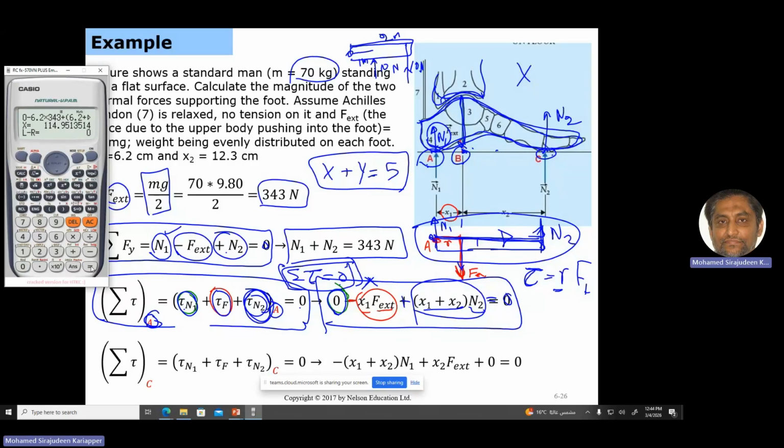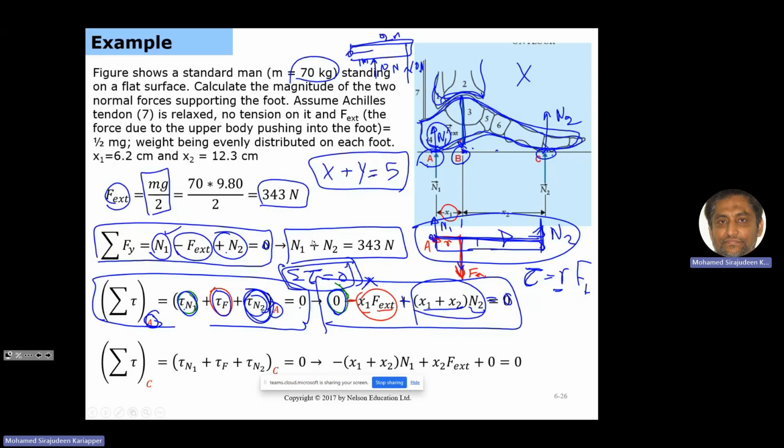Can you now find N1? Yeah. Go back to the original equation. N1 plus N2 is equal to 343. Then subtract. Good. Let's go to the next slide.